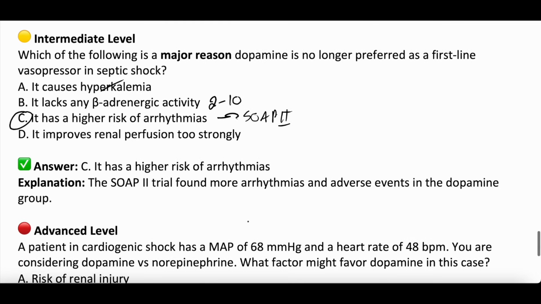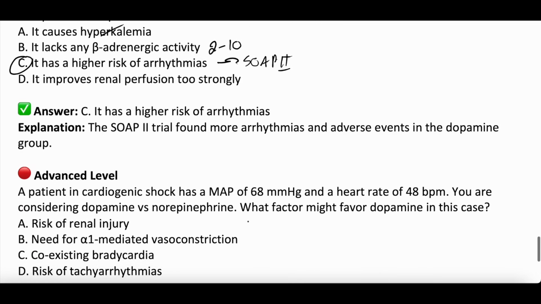Last question, the advanced level. A patient in cardiogenic shock has a MAP of 68 millimeters of mercury and a heart rate of 48 beats per minute. You are considering dopamine versus norepinephrine. What factor might favor dopamine in this case? A, risk of renal injury. B, need for alpha-1 mediated vasoconstriction. C, coexisting bradycardia, or D, risk of tachyarrhythmias. Pause here if you need more time.